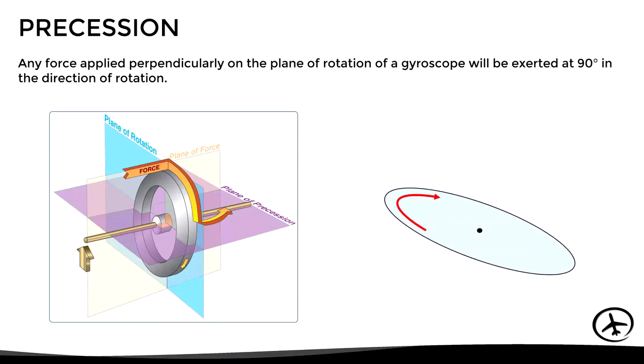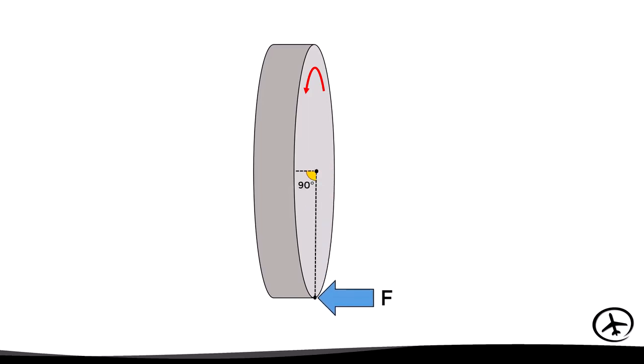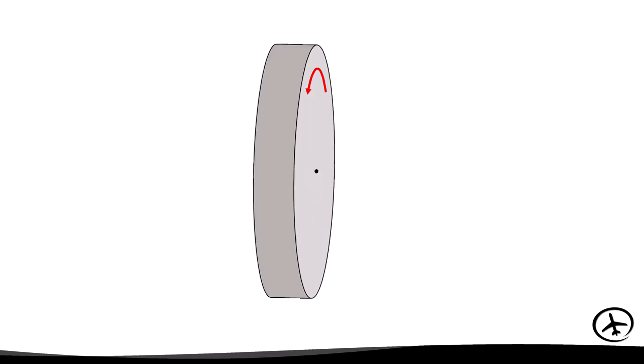Let's look at another example. Here we have a gyro with its axis of rotation positioned horizontally. Now let's suppose that we apply a force at this point. Due to precession, this force will actually be applied 90 degrees in the direction of rotation, at this other point, which will cause the gyro to tilt this way.